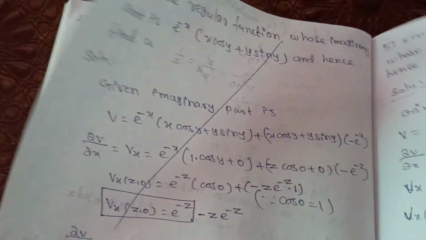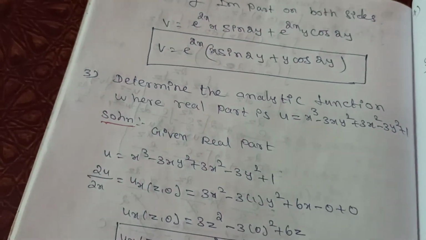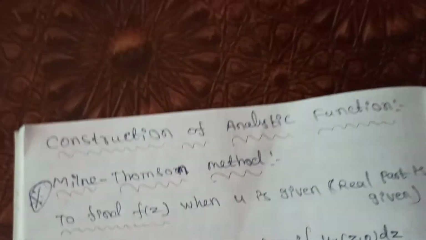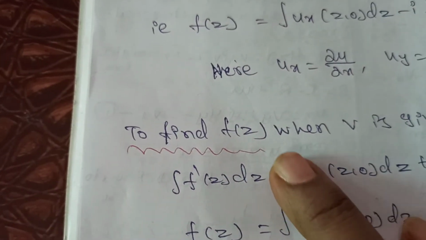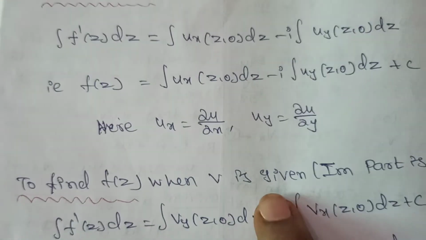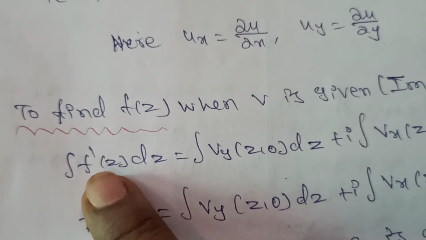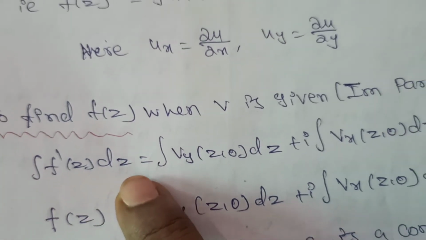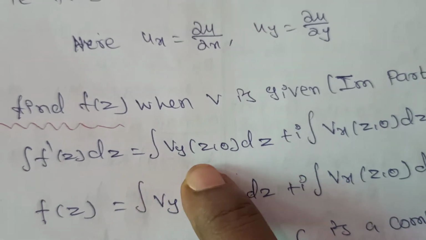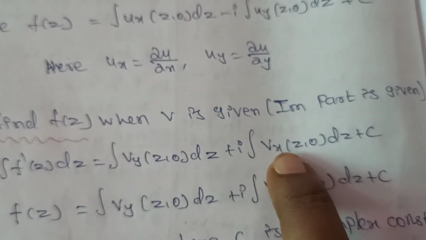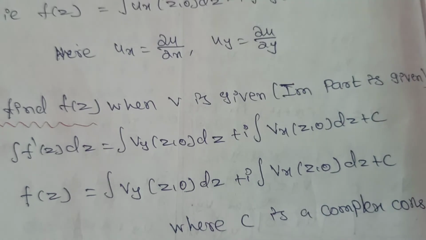Once again, remember the Milne-Thomson formula, listen. To find f of z when v is given, that is, when the imaginary part is given, the Milne-Thomson formula is the integration of f dash of z dz, which is equal to the integration of v y of z comma 0 dz plus i into the integration of v x of z comma 0 dz. So this is the formula, and I can use this formula.